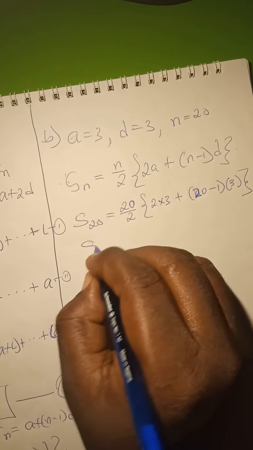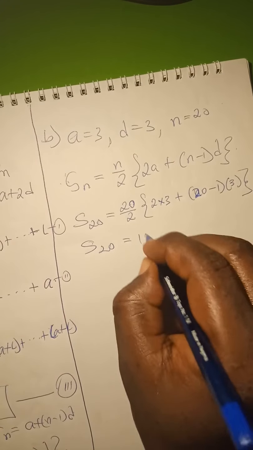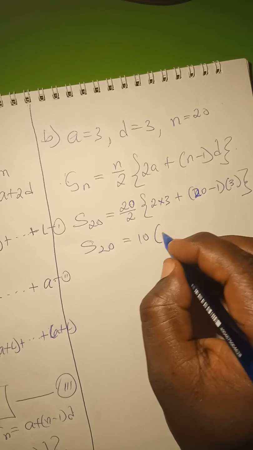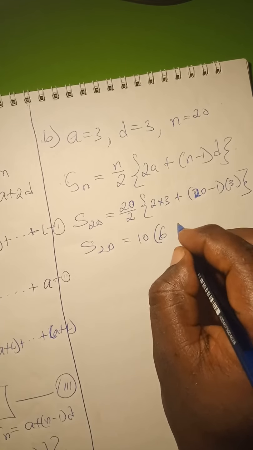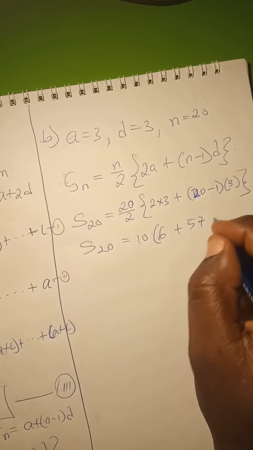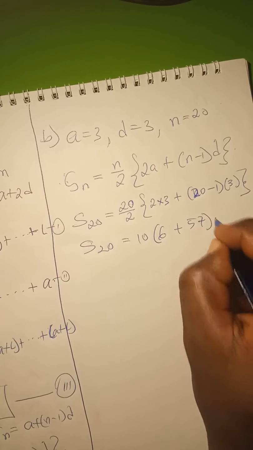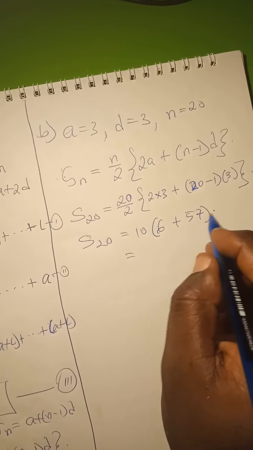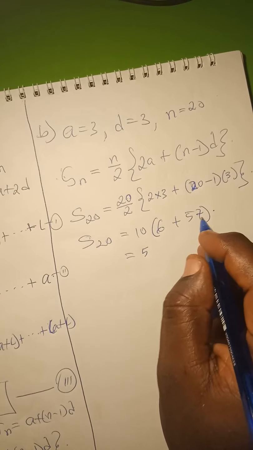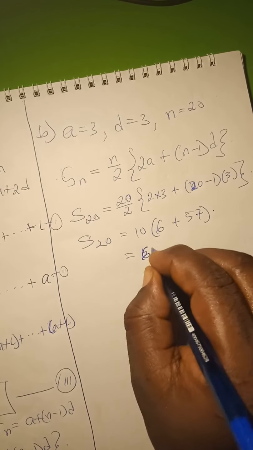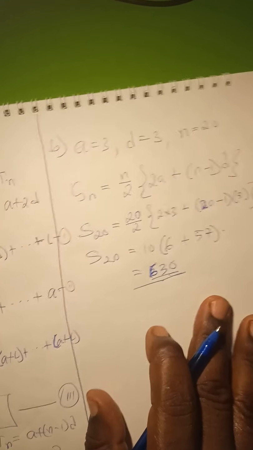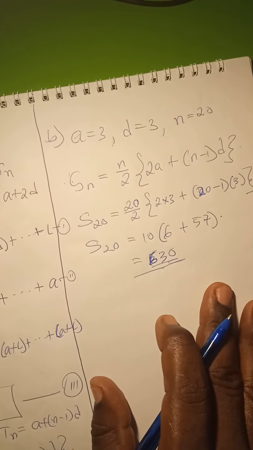So that means that S20 is equal to 10. You can see, I can just use this kind of bracket because this is going to be 6 plus 19 times 3 is 57. Just 60 minus 3 is 57. So I'm going to have 57 plus 6, this is 63, times 10 is 630. So my sum is 630. Okay, that's it. Then the third one.